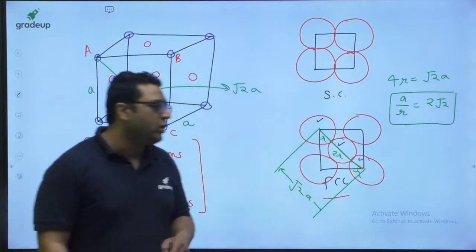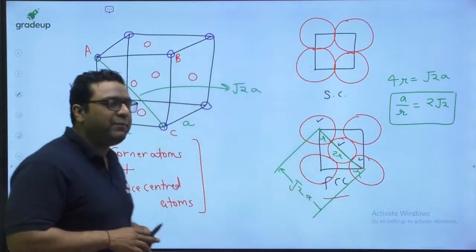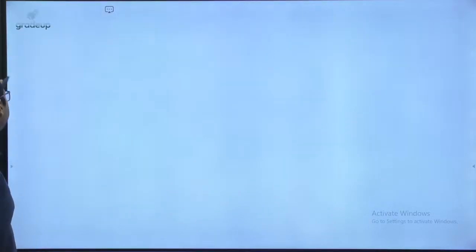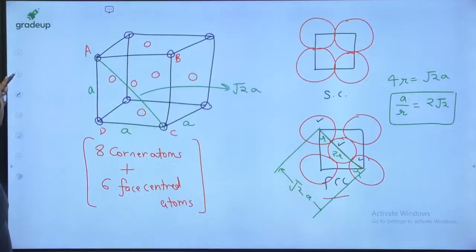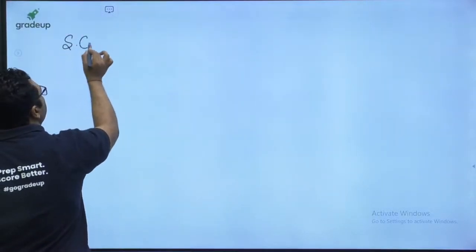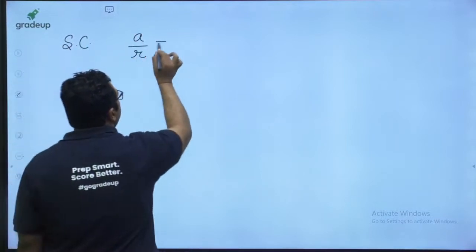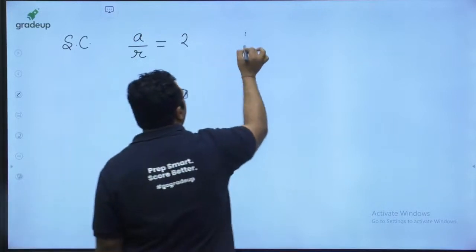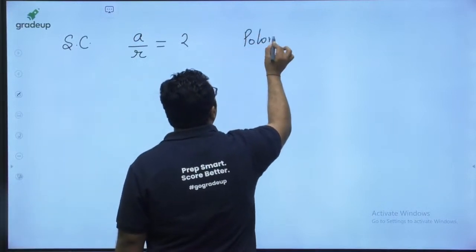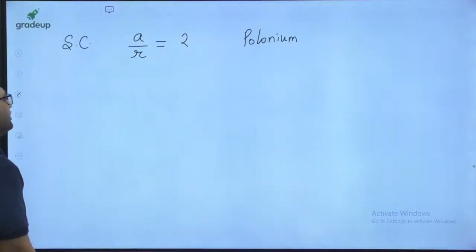So we have found out the A to R ratio for simple cubic, for FCC, for BCC. I am deriving in front of you so that if a question comes, you must be in a position to answer very easily. Whatever we have calculated in today's class, first of all, we did it for simple cubic and saw the A to R ratio. It came out to be 2, and the example for simple cubic is polonium. Polonium is found in simple cubic structure.